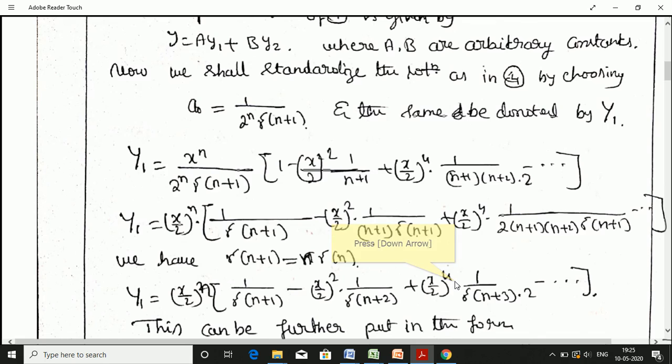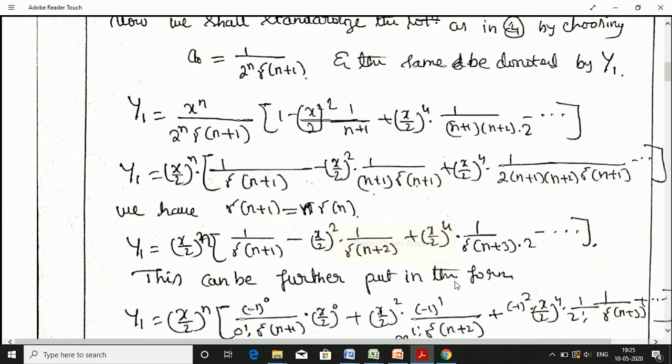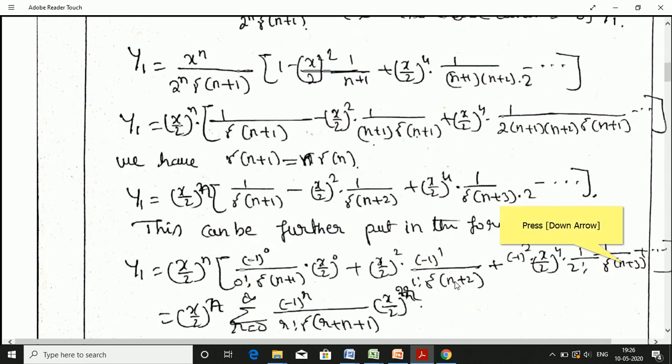So that (x by 2) whole power n into 1 by gamma of n plus 1, minus (x by 2) whole square into 1 over (n plus 1) into gamma of n plus 1, which is gamma of n plus 2, plus (x by 2) whole power 4, this is gamma of n plus 3, 1 by 2 into gamma of n plus 3, plus dot dot. This can be further put in the form (x by 2) whole power n into, this 1 can be written as (minus 1) whole power 0 divided by 0 factorial into gamma of n plus 1 into (x by 2) whole power 0.